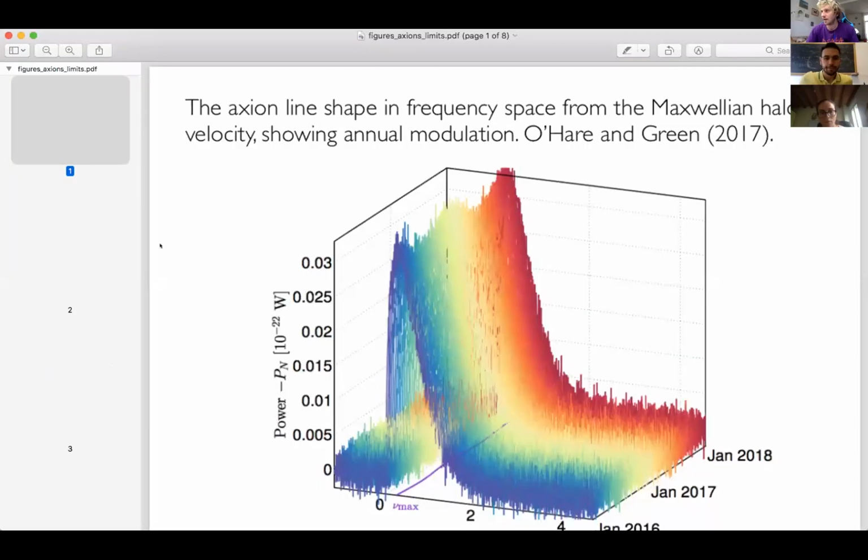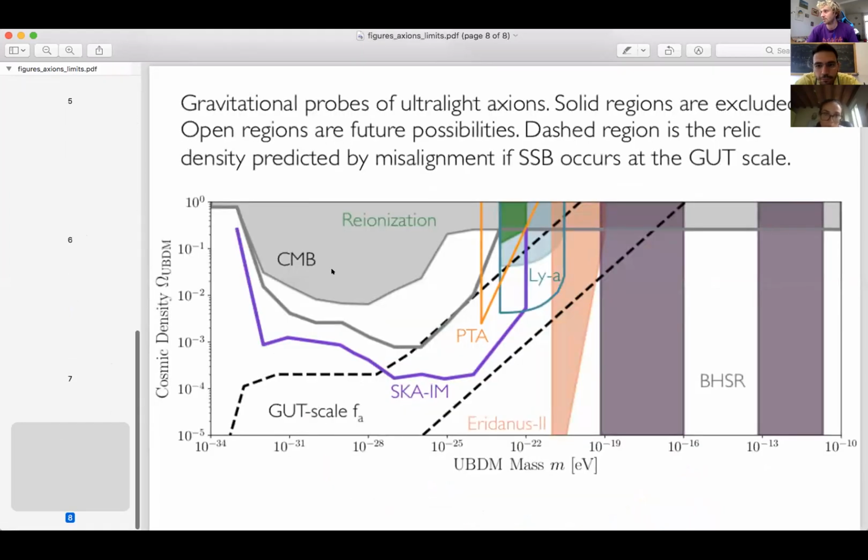I'm just finding it. Okay, I've got my figures here. I'll share my screen. Okay, so I want to show this plot.